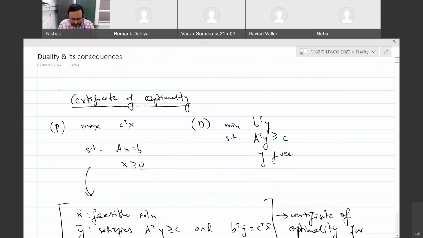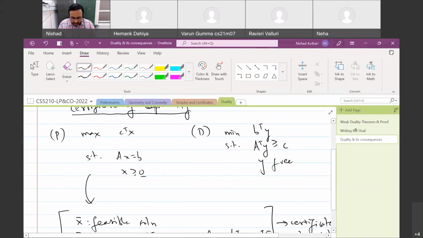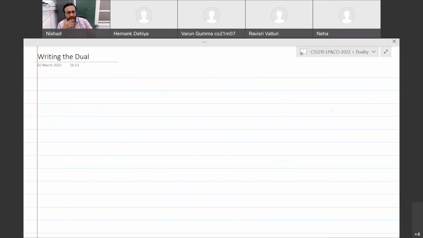But before that, I want to talk about writing the dual of any linear program. All right. So let's say you have a primal linear program, which is to maximize or minimize C transpose X, so let me put a question mark here, subject to AX equals B, AX question mark B, and X question mark 0.